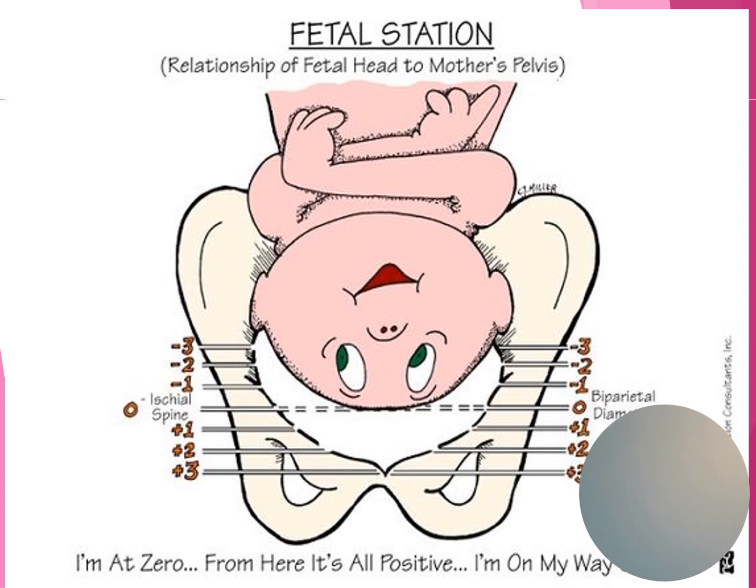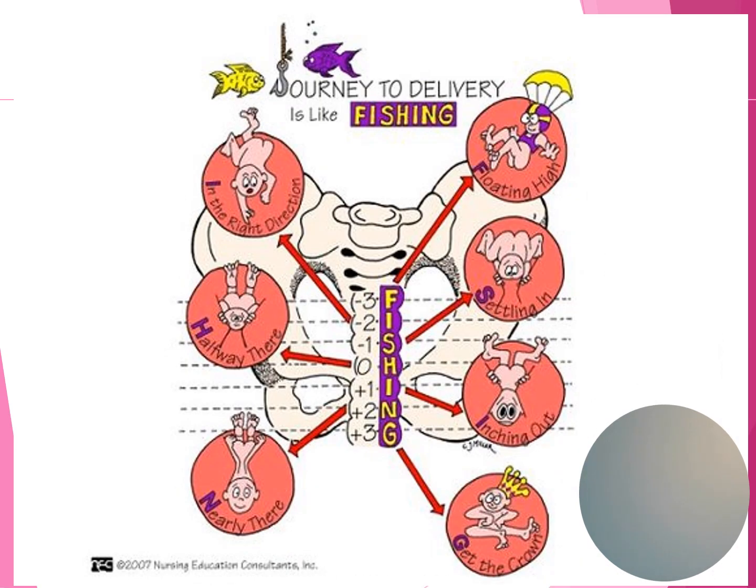Something else we look at is the station of the baby. So we look at mom's ischial spine and then determine where is the fetal presenting part in relation to that ischial spine. If it's 0, the presenting part is at the level of the ischial spine. If it's a minus, then it's above the ischial spines. If it's a plus, it's below the ischial spines. So just another picture to show you that.